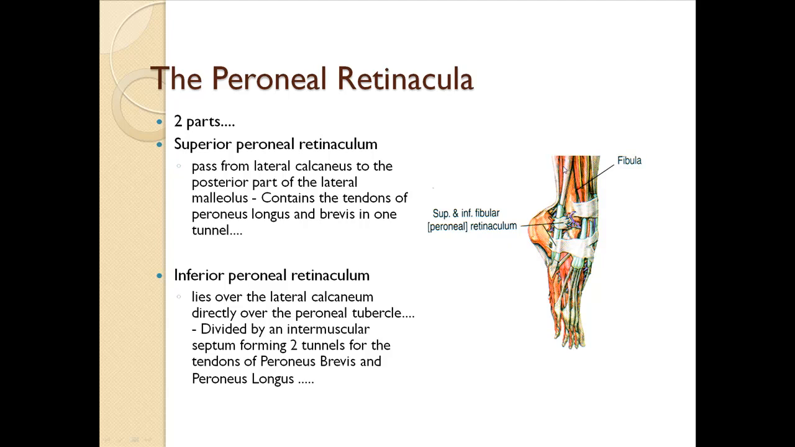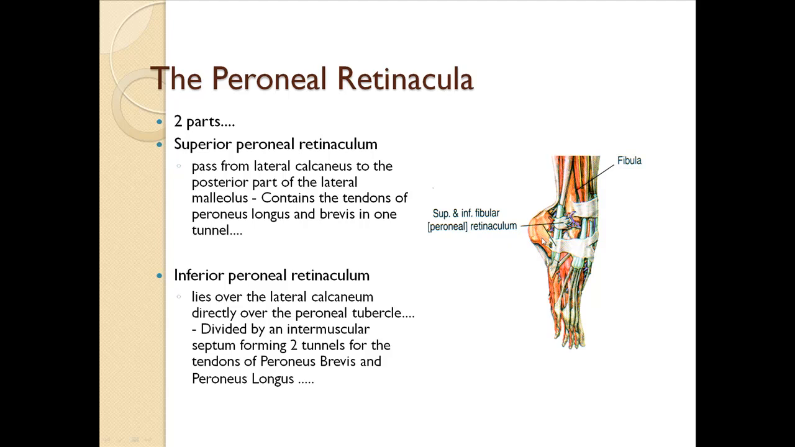The two tendons of peroneus longus and brevis pass through this tunnel in a common synovial sheath. Down here on the lateral surface of the calcaneum, overlying the peroneal tubercle, we have the inferior extensor retinaculum. This time it is divided into two separate tunnels, again by an intermuscular septum, separating out the tendons of peroneus longus and peroneus brevis.